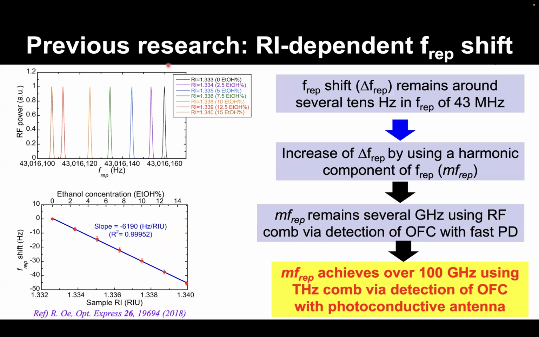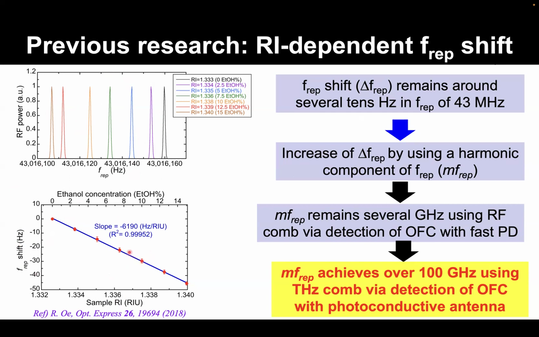In the previous research, we confirmed the RI-dependent frep shift for water-ethanol solutions with different RI values. Like here, importantly, the RI-dependent spectral shift is significantly larger than the spectral linewidth of the frep signal at 43 MHz. As a result, we confirmed a good relationship between sample RI and frep shift, like here.